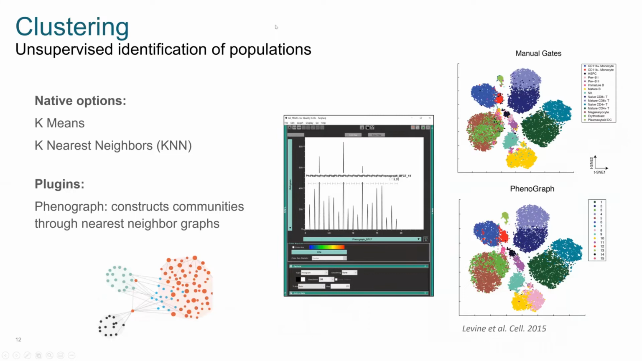All right, so clustering. If dimensionality reduction is just laying out all of our events, clustering would be forming gates around those events. Okay, right. So unsupervised identification of populations that are ultimately going to become populations in your workspace that will be automatically created for you. Okay.